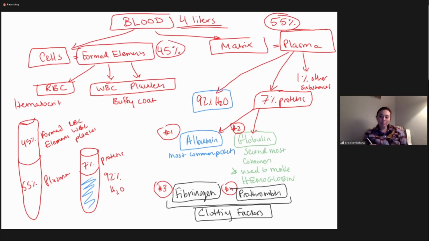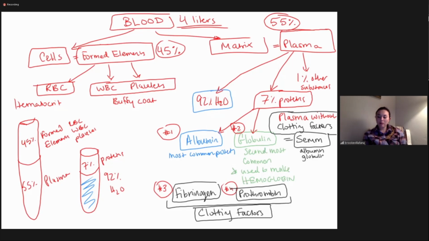If you talk about plasma without the clotting factors, what would you have left? If you have plasma and we take out number 3 and 4, what do we have left? We have water, albumin, and globulin. That is called serum. So on your test, serum would be plasma without the clotting factors. What would be left? Albumin, globulin, and water. Does that make sense?